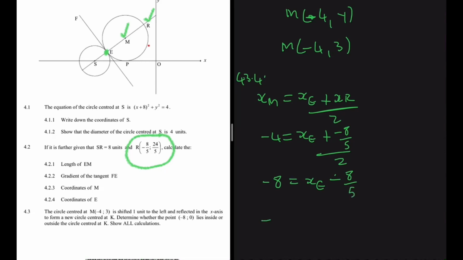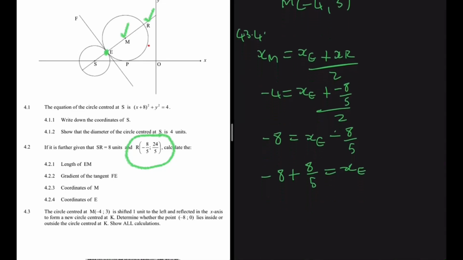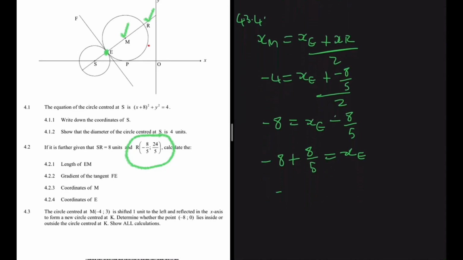So minus 8 plus 8 divided by 5 is equals to x of E. And then if you put that on your machine, you will get an x of E, which is equals to minus 32 divided by 5. So we have x of E being equals to minus 32 divided by 5.